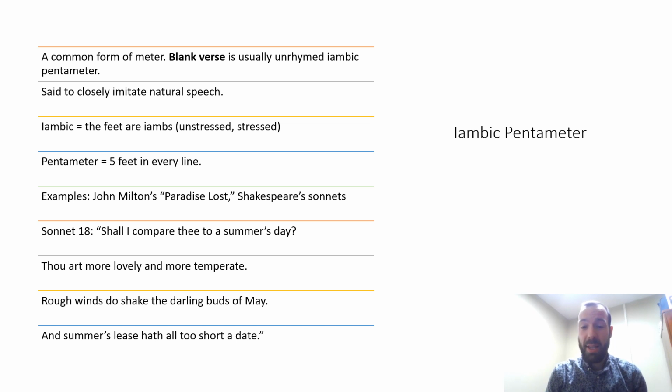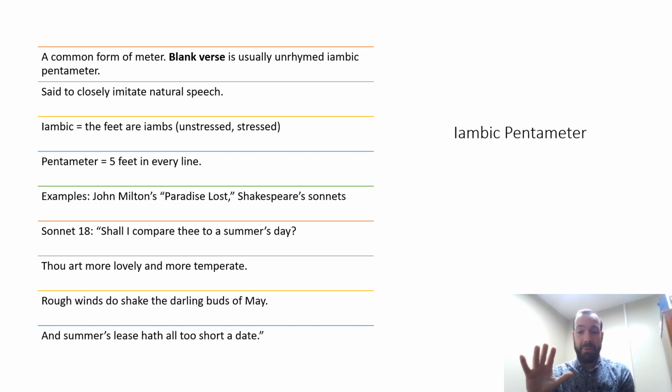Iambic pentameter is the most common type of meter out there. And this gives you a good idea of how meters are named and what the names mean. Anytime you see a name for a meter, it's going to be two words like this. The first word tells us what kind of foot we're dealing with. In this case, the first word is iambic. That means we're dealing with iambs. The second word is pentameter. That means we've got 5 feet, penta is five, in each line.